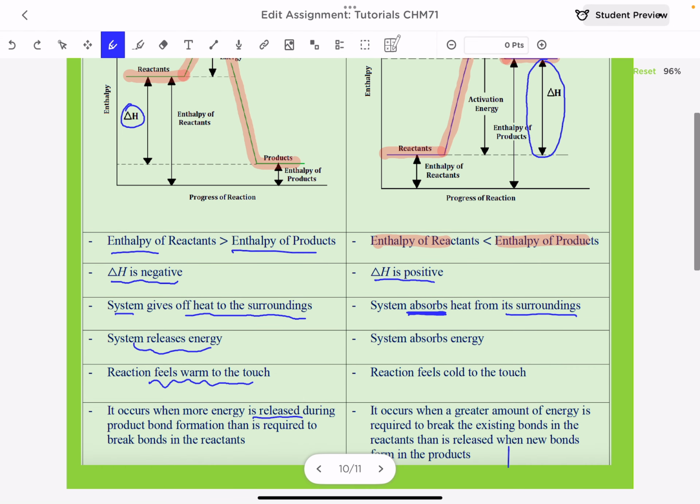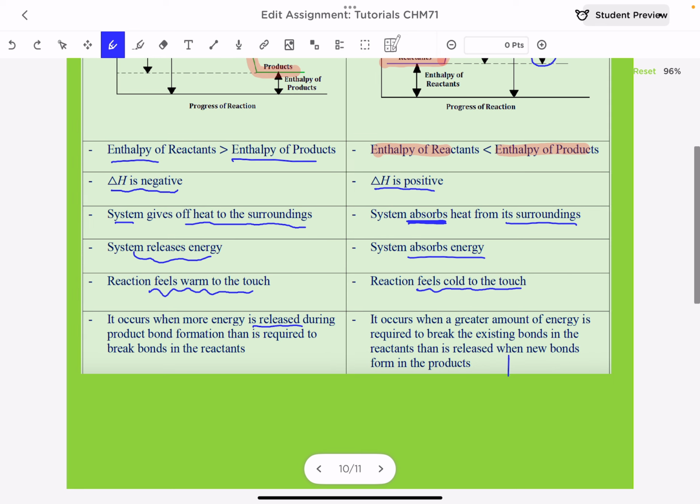And if I touch the beaker, so the beaker is a surrounding, the temperature will feel cold to touch. So as a result, an endothermic reaction occurs when a greater amount of energy is required to break the existing bonds in the reactants than is released when new bonds form in the products.